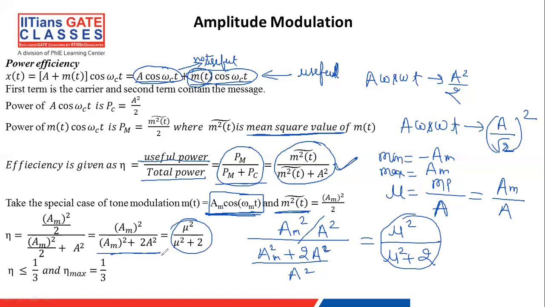Now you see, we know that mu should always be less than or equal to 1. So when you put mu equal to 1 here, you will get 1 by 3. So efficiency will always be less than or equal to 1 by 3, or maximum efficiency is always 1 by 3, or 33%, for the AM modulation, which is very less. So this is the maximum efficiency of the AM modulation.